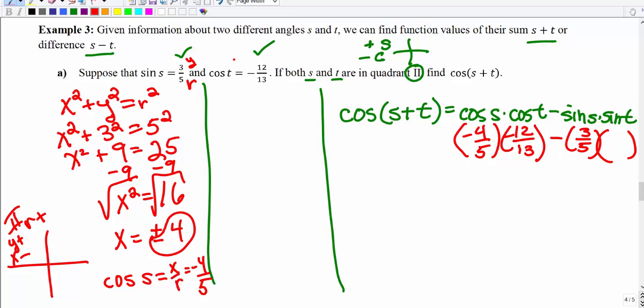We're going to go through the same process, but this time focusing on angle T. Cosine of angle T is negative 12 over 13. Cosine is x over r. Now where does that negative go? Does it go with the x value or with the r value? Remember we said that r is always positive.